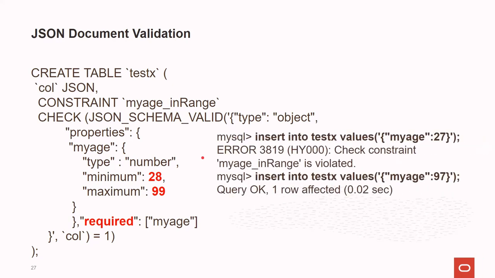So let's take a look how this works. Insert into our table, my age 27. Remember the minimum is 28. It's going to say check constraint, my age and range is violated. So it's not going to let it in there because it doesn't fit our standards. And if I put in one that matches the standards, away we go. Very handy. This is based off work from the wonderful folks at jsonschema.org. Very interesting stuff to try to help us get more out of our JSON data.